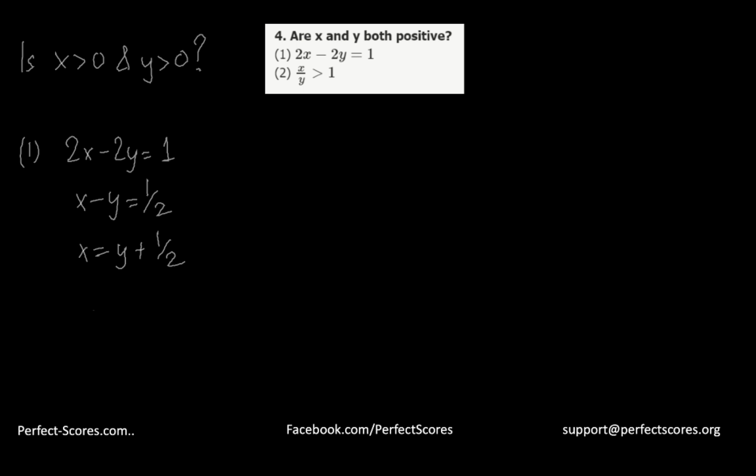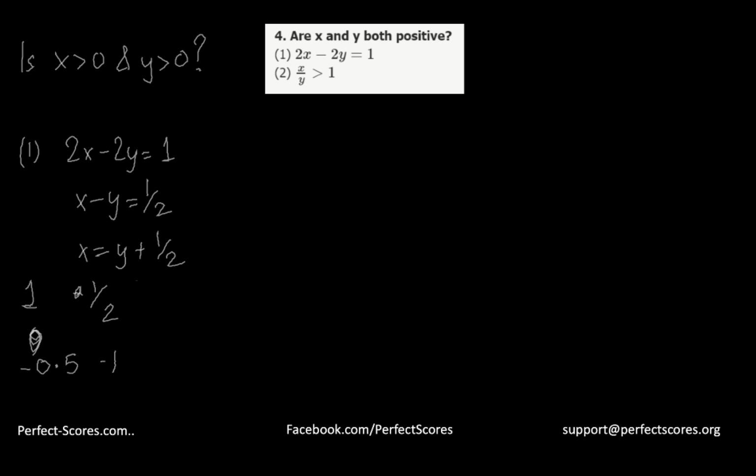This statement is insufficient because x could be 1, right, and y could be negative half. Sorry, x could be 1 and y could be half. That would make both positive. Or x could actually be a negative number like negative half, and y will have to be like negative 1, right? So in that case both are negative.